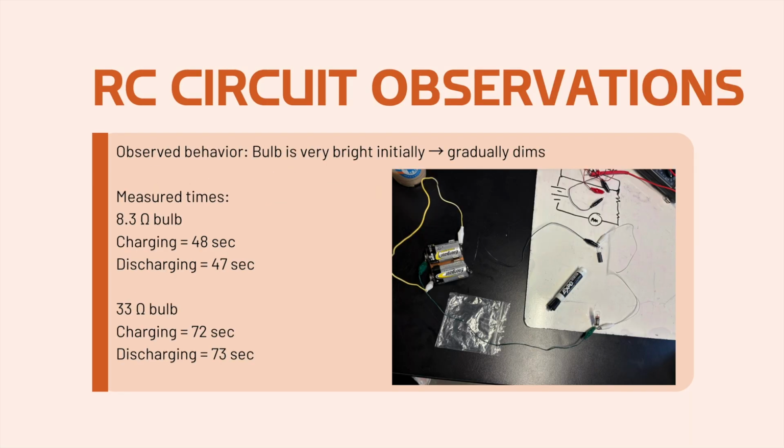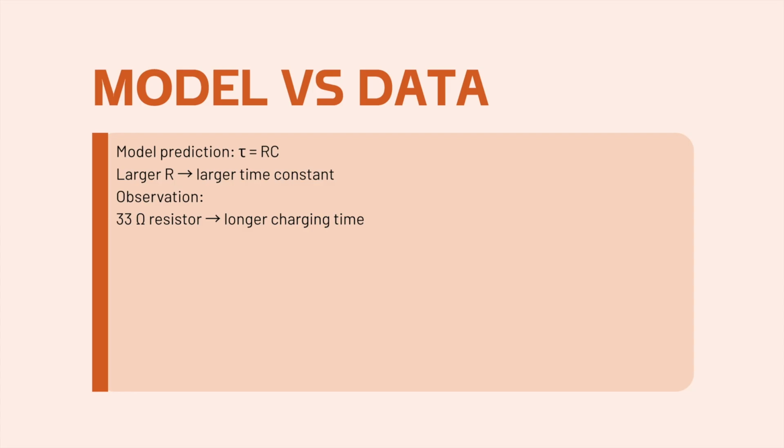Next, we studied the behavior of a capacitor in an RC circuit. When the capacitor begins charging, the current is initially large, so the bulb appears bright. As the capacitor stores charge, the current decreases, causing the bulb to gradually dim. We measured the charging and discharging times using 2 resistors. The larger resistance produced a longer charging time, which agrees with the RC time constant model. Our observations match the RC circuit model.